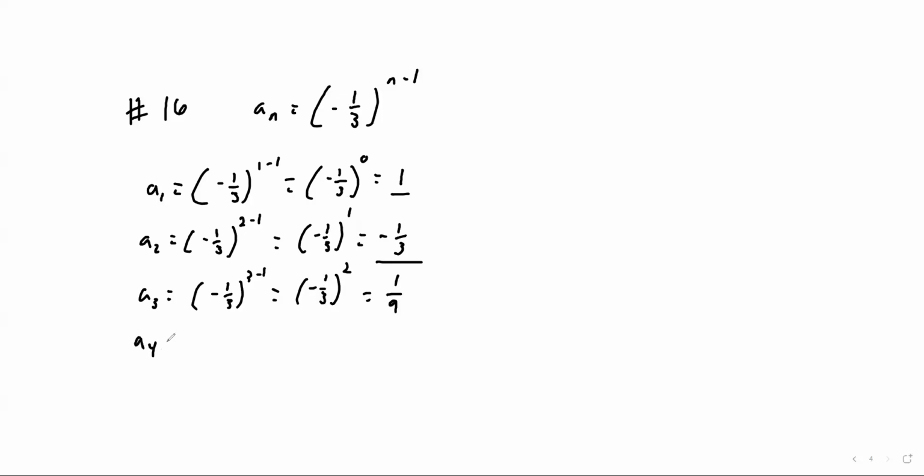So then I do a sub 4. So that'd be negative 1/3 raised to the 4 minus 1, which will now be negative 1/3 cubed. Odd exponent means the answer will stay negative. 1 cubed is 1. 3 cubed is 27. And then you do the last one.